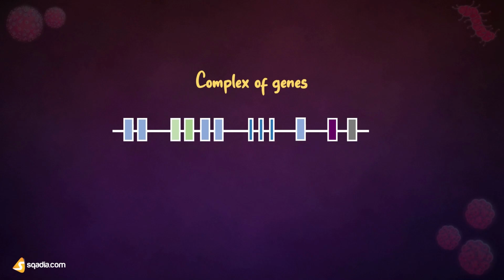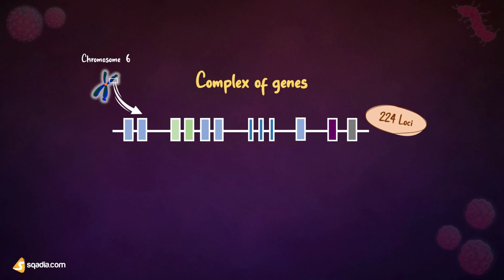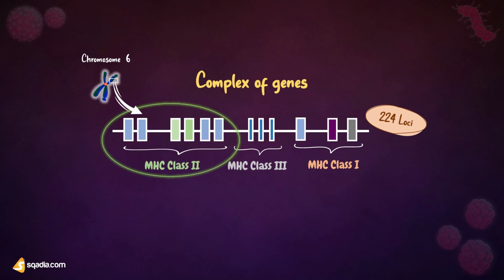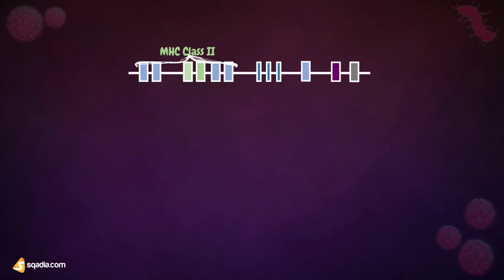Just as we know, MHC is a region of genes or complex of genetic segments found on chromosome number 6, with more than 200 genetic loci. And these loci are classified into three main classes: MHC Class I, MHC Class II, and MHC Class III. So, this second yet most important division of MHC is going to be our topic of discussion today.